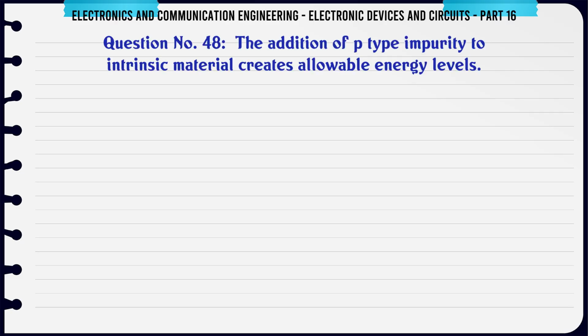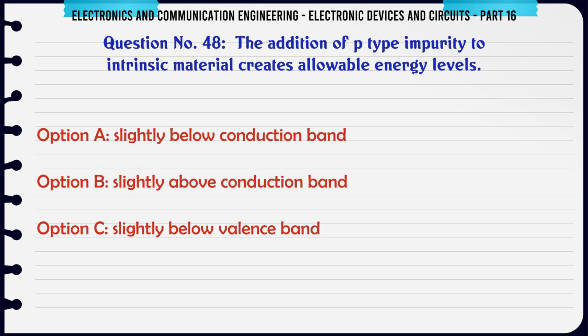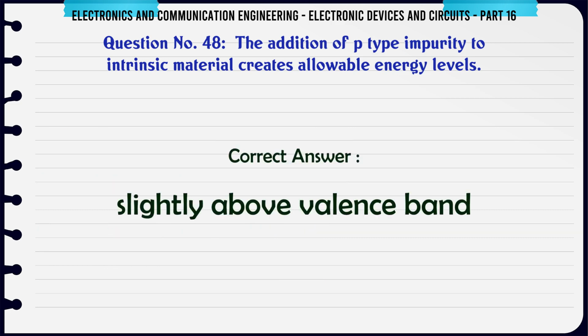The addition of p-type impurity to intrinsic material creates allowable energy levels A. slightly below conduction band, B. slightly above conduction band, C. slightly below valence band, D. slightly above valence band. The correct answer is slightly above valence band.